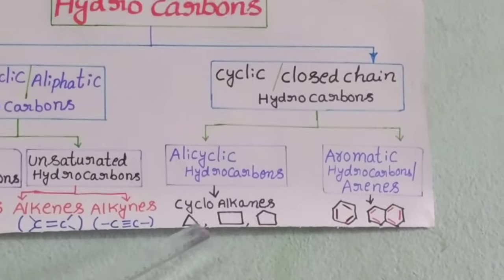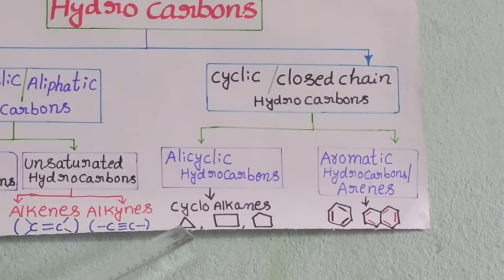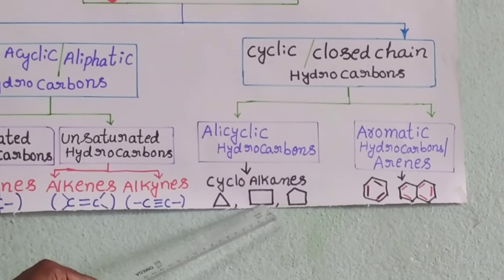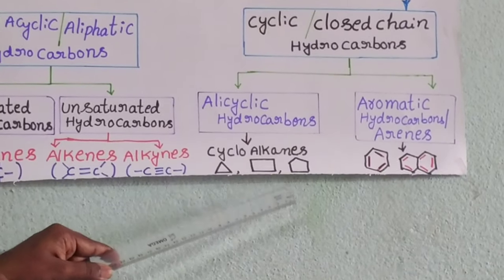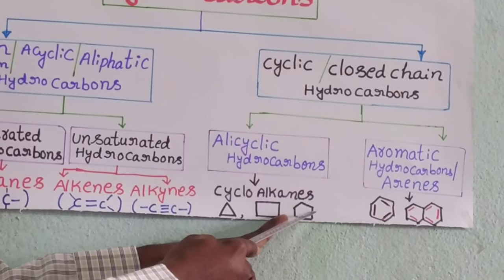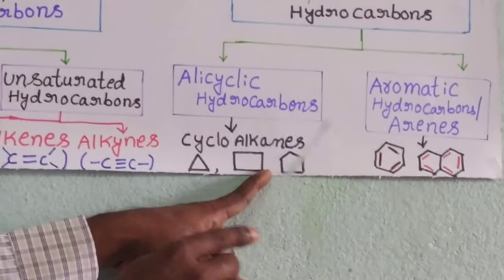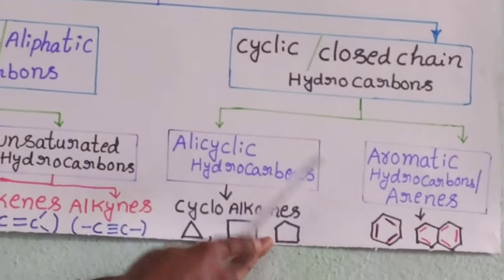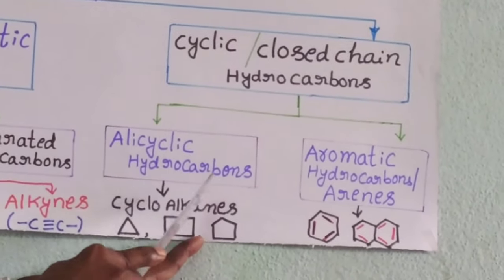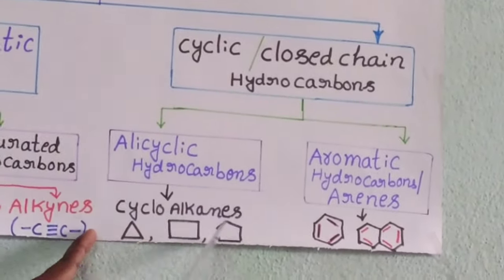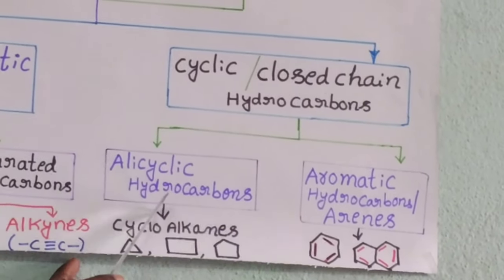In cyclopropane, the compound contains three carbon atoms. This is an example of cyclobutane. This compound contains four carbon atoms in a closed manner. This is a closed cycle, so this is called an alicyclic hydrocarbon. This name is cyclopentane. Penta means five carbon atoms: 1, 2, 3, 4, 5. So this is called cyclopentane. This cyclopentane contains five carbon atoms in the form of a ring system. So these cycloalkanes are examples of alicyclic hydrocarbons.